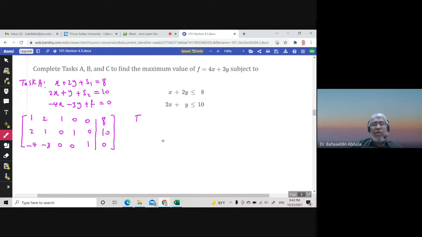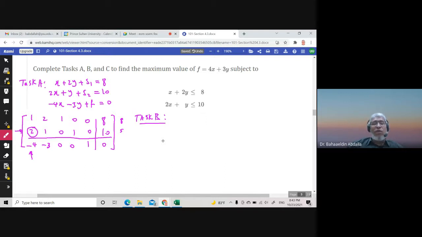Now let us start task B. Well, task B would be to determine the pivot entry. So to determine the pivot entry, we look at the last row, the objective row. This is the most negative number. So this is the pivot column. Now 8 divided by 1 is 8. 10 divided by 2 is 5. So this is the pivot row and 2 is the pivot entry.